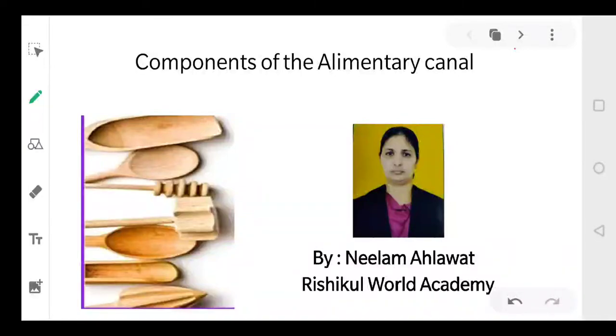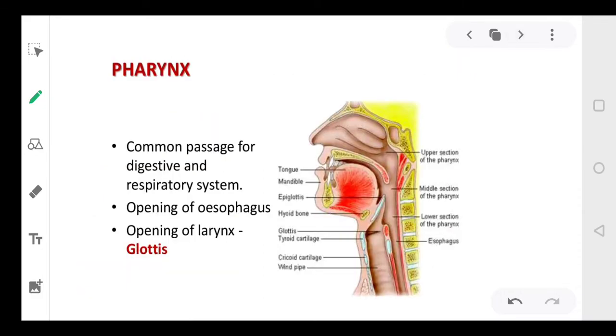See, students, yesterday we had started with the digestive system, and we were doing the components of the alimentary canal. So I'll continue with those components. So far, we've spoken about two components. One is your teeth, and the second is the tongue. So today we'll start with the third component, that is the pharynx.